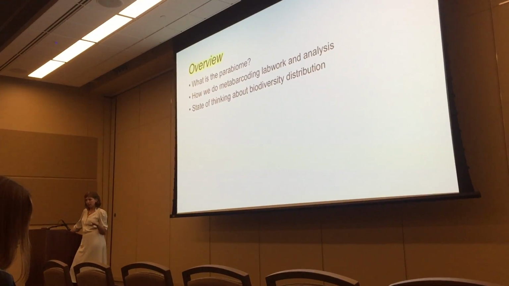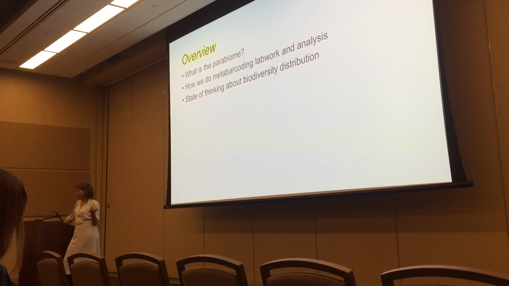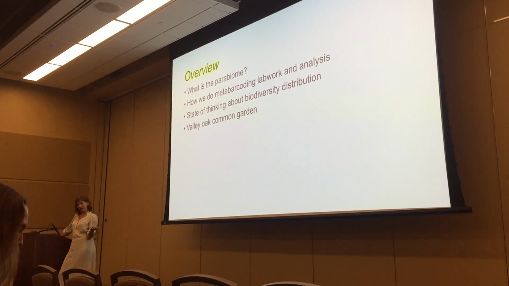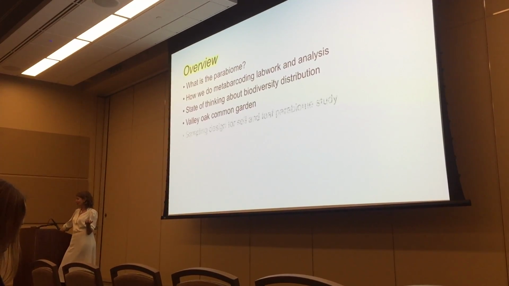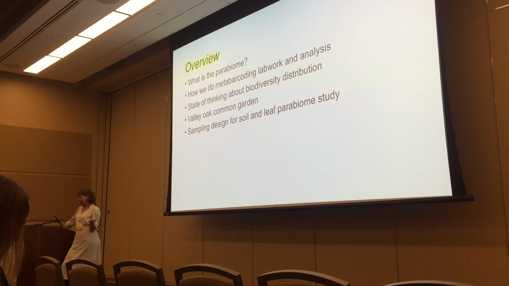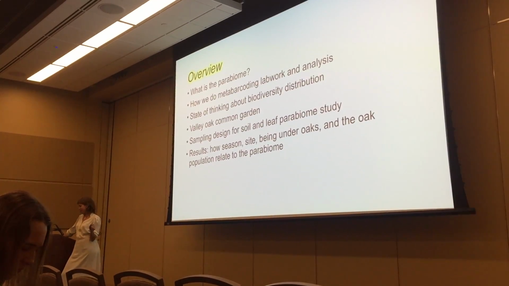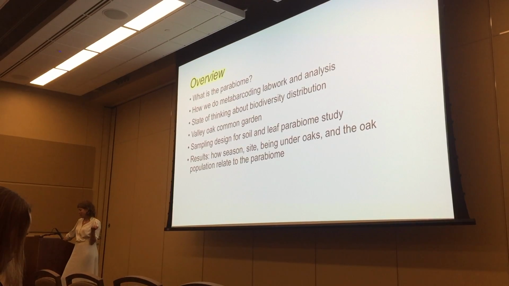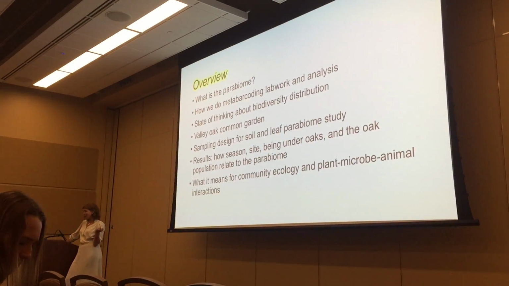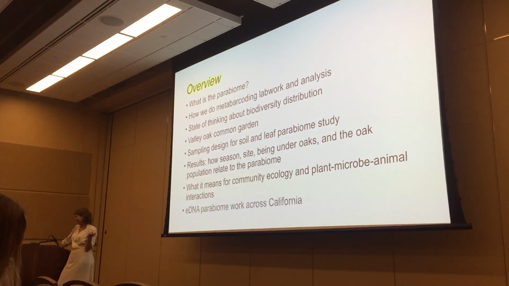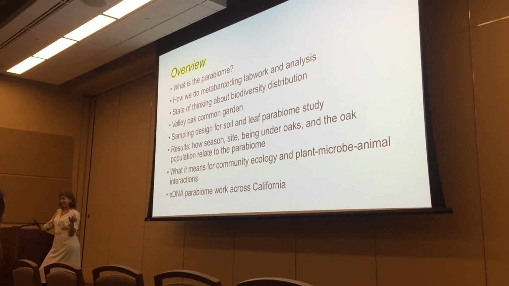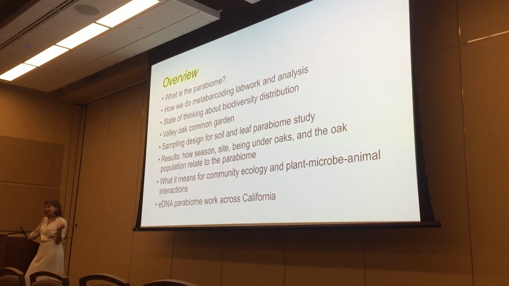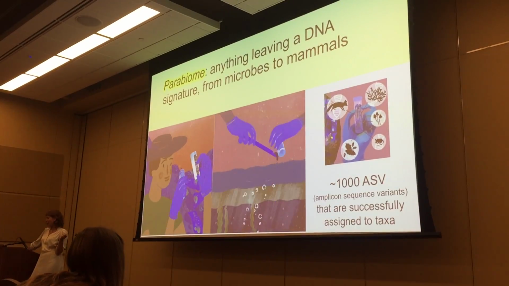And I'll talk a little bit about the state of thinking of biodiversity distribution that we can track with parabiomes. I'll introduce then the Valley Oak Common Garden and the sampling design for this study. And then I'll show you some results on how season, site, being under oaks, and the oak population relate to the parabiome. And talk a little bit about what it means, maybe ask you some questions about what it means. And I'll introduce also on the side an eDNA, environmental DNA parabiome project that we have across California. That's a huge citizen science project that we launched last year. And that's it.